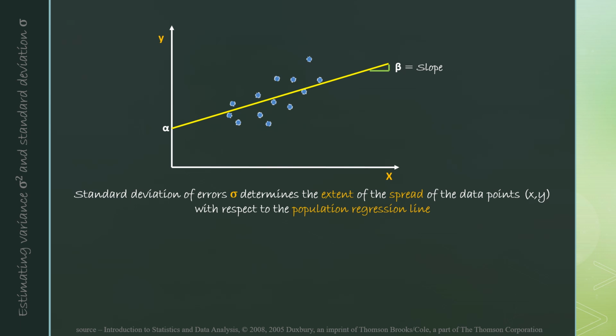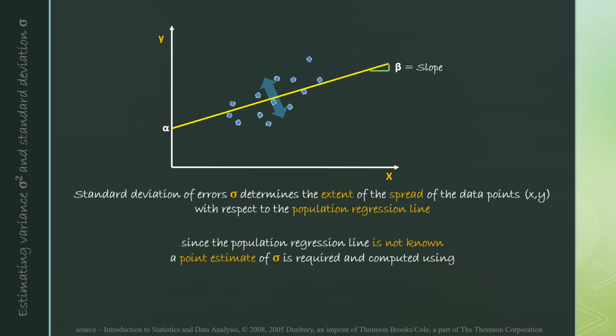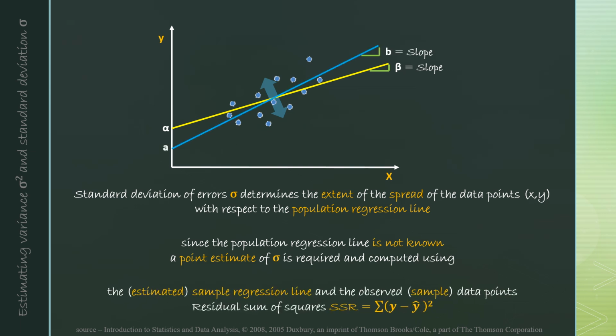Standard deviation of error sigma determines the extent of the spread of the data points x and y with respect to the population regression line. However, since the population regression line is not known, a point estimate of sigma is required and computed using the estimated or the sample regression line and the observed or the sample data points. We compute the residual sum of squares SSR, which is sigma y minus y hat the whole square, to arrive at a point estimate for sigma.